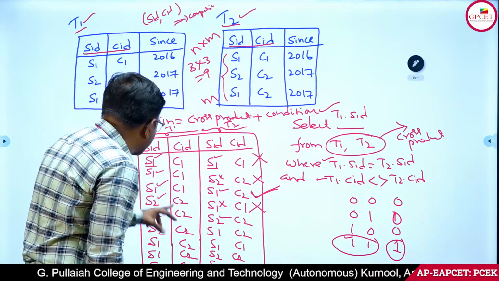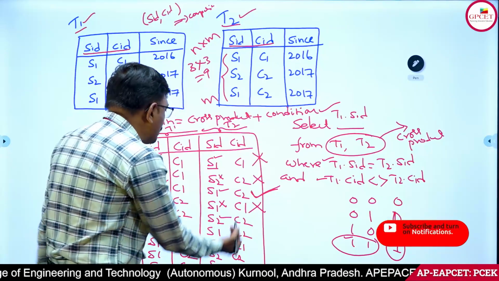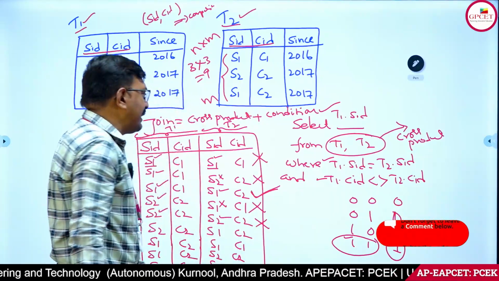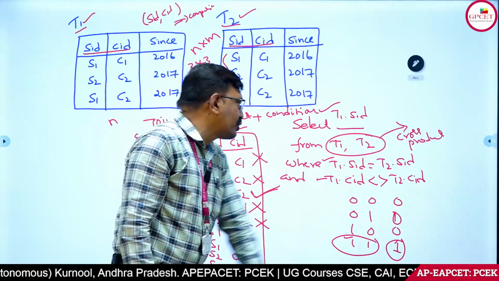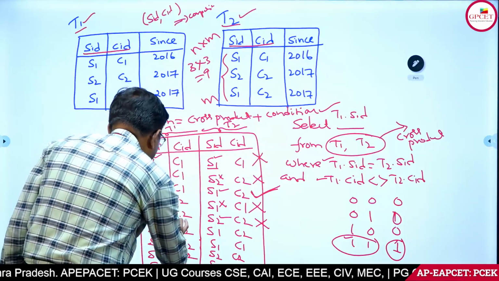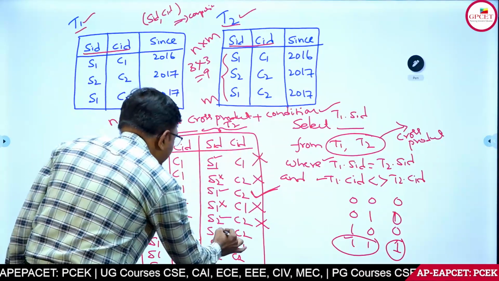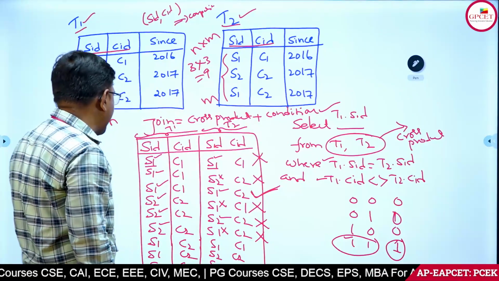Observe here, T1.CID is C2, and T2.CID equal to what? That is C2. The two are equal, so this is not satisfied. One is false, so the output is also false. Right. What about the next one? T1.SID is S2 and T2.SID is S1. Not equal, that's why the condition is not satisfied.